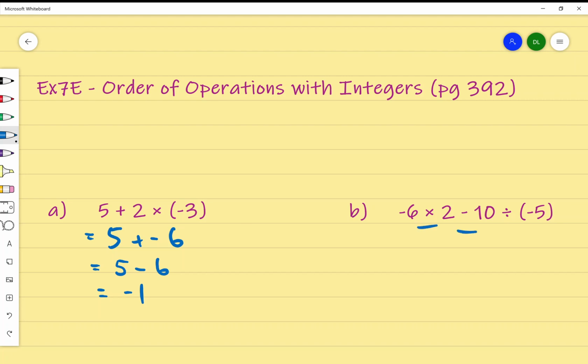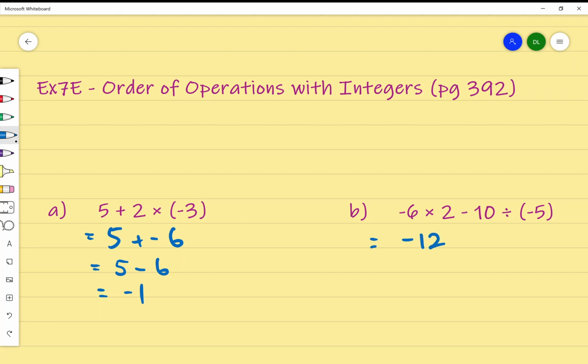Multiplication. Subtraction. Division. Now, which one do I do last, Tamika? Subtraction. We do that last. Now, which one do we do first, Lexi? How come I do the multiplication and not the division first? Exactly right. They're on the same level, so we go from left to right, like Lexi said. So, I'm going to focus on the first one. Negative 6 times 2. What's negative 6 times 2, Bill? Yep. Easy. Negative 12. So I'm going to write equals negative 12.